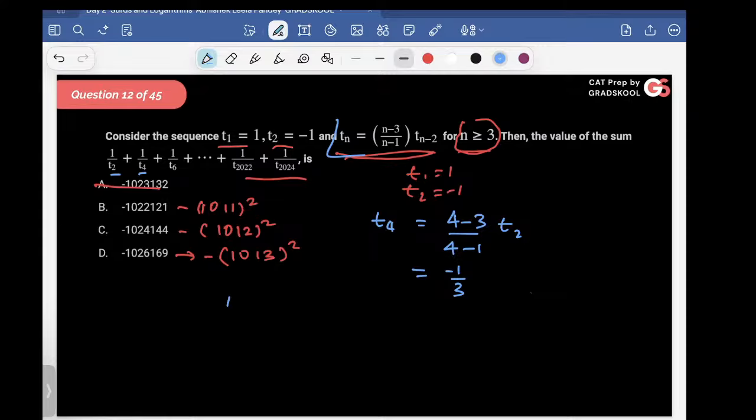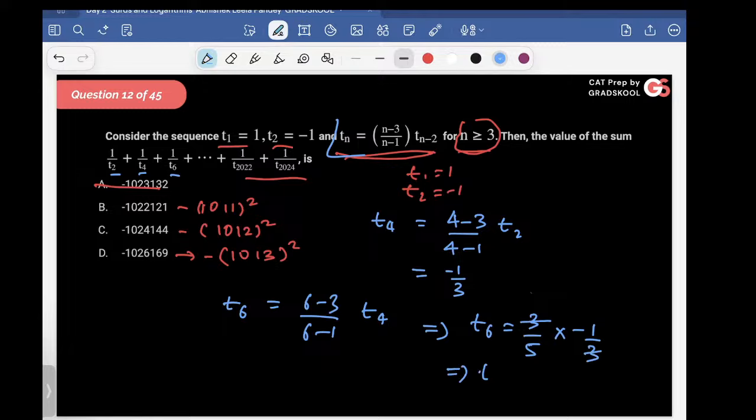What's the value of T6? Let's calculate that. So I'll get 6 minus 3, T6 निकाल रहा हूँ मैं, (6 minus 3) upon (6 minus 1) multiplied by T4, which will fetch me T6 as 3 upon 5 times minus 1 by 3. So that is minus 1 by 5. Now I see the pattern clearly. The pattern is simple.